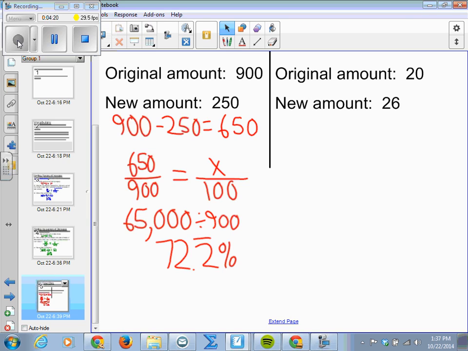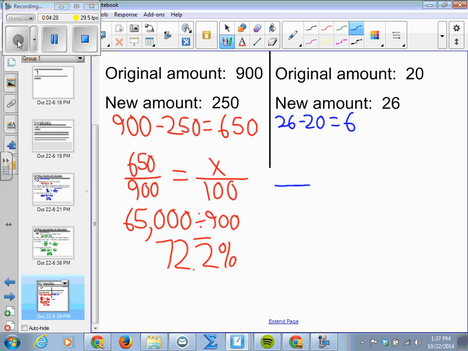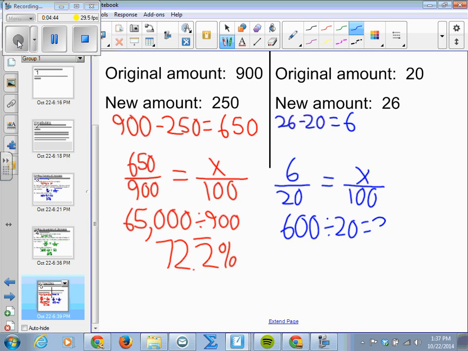Next one from 20 to 26. So we're increasing. The amount of increase is 6. So our proportion sets up. Percent's the unknown. The original was 20. And the change was 6. So we can cross multiply to get 600. Divide that by 20. And we get 30 for an answer. So 30% is our amount of change.